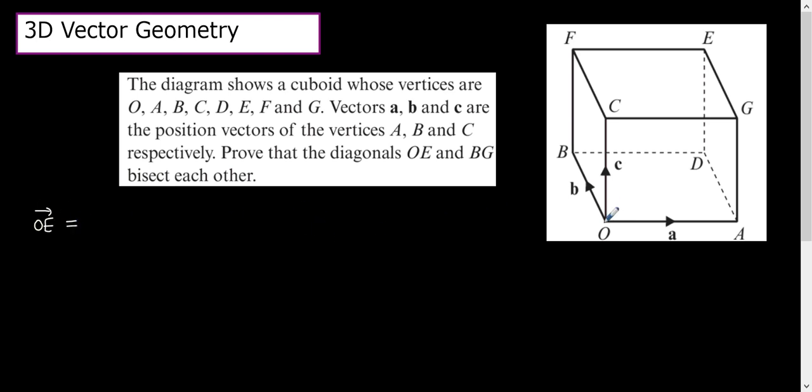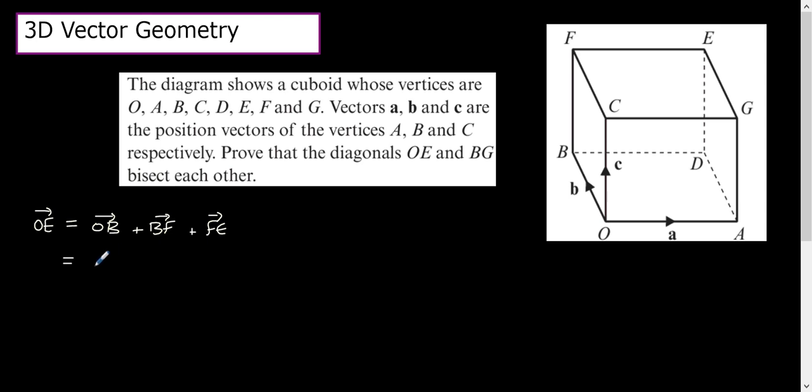So how would I use a vector journey to get from O to E? Well, I'd go from O to B first. I'd then go from B to F, and then I'd go from F to E. And because I'm going on that journey, I'm simply adding those vectors together.